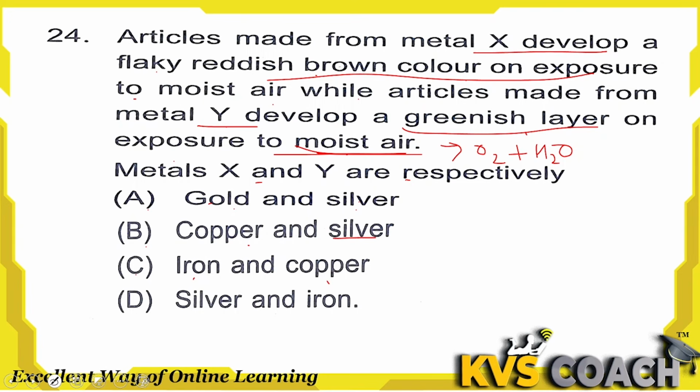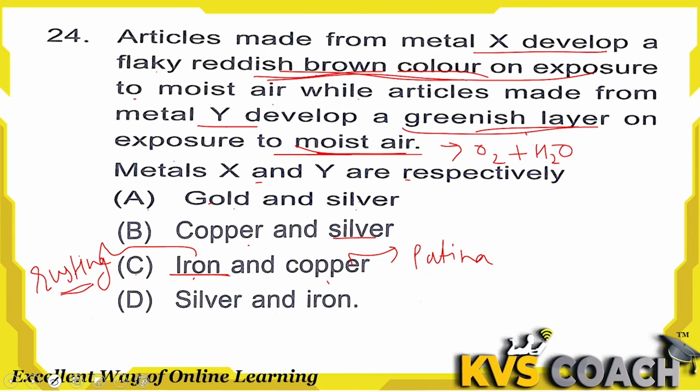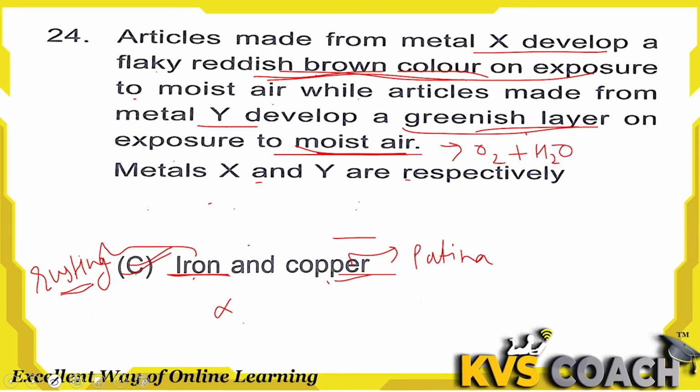C, iron and copper. Iron reacts with the moist air and does rusting. Rusting means a reddish brown layer occurs on the surface of the iron, that is called the rusting process, okay. And copper, yes, by the process of patina, also makes a greenish layer on the surface of the copper by the oxidation in moist air, okay. So this is the right answer here, that copper makes a green layer and iron makes a reddish brown layer. Silver does not react, so option C is the right answer only.